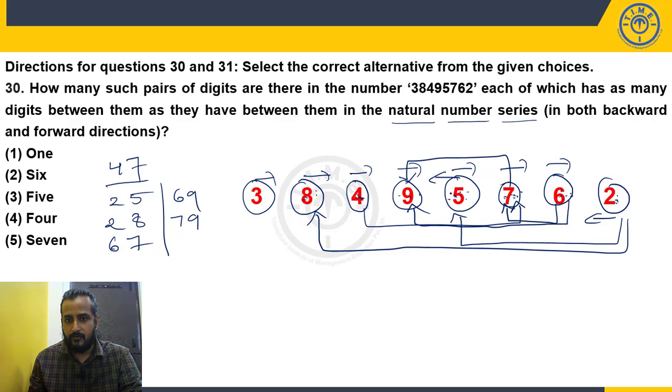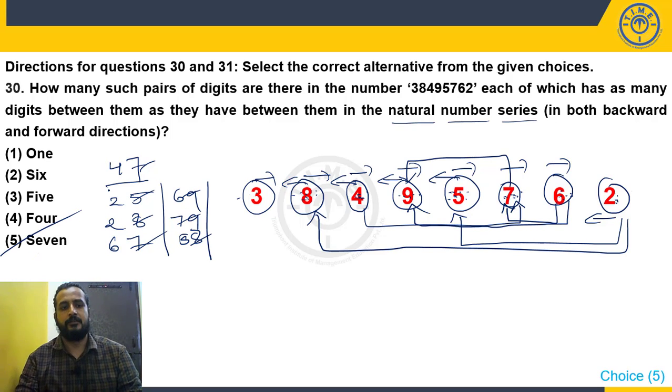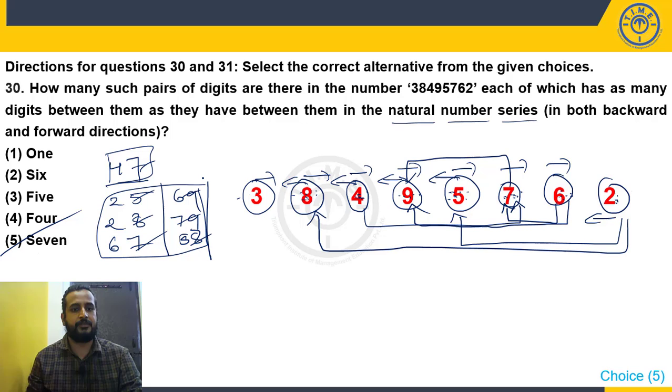Start from the 5. 5, 6, 7, 8, yes, matching 5 and 8. 5, 6, 7, 8, 9. No. With the 5, no other element. Next 9, we cannot go ahead because the last digit is 9. 4, 4, 5, 6, no. 8, 9, no. So totally how many are there? 1, 2, 3, 4, 5, 6, 7. Choice 5. There are total 7 such pairs. In the forward direction 1, in the backward direction 6.